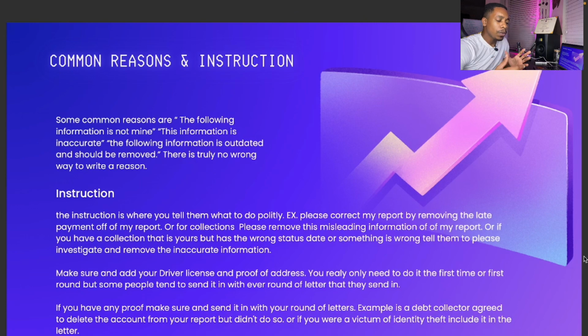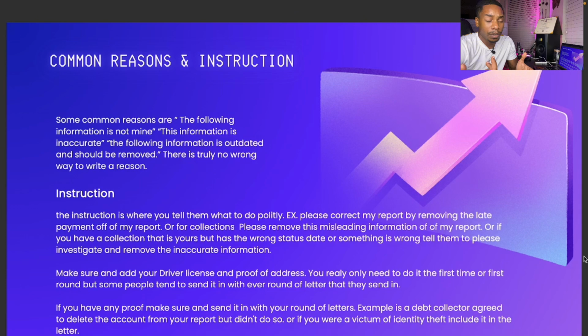So again, when you're doing your letters, make sure you add your driver's license and your proof of address. And you really only need to do this the first time that you send out the letters, in your first round. Most people oftentimes tend to send the driver's license and the proof of address with round 2, round 3, but you don't have to do it with that. You really initially need it for round 1, right? And again, if you have proof, make sure that you send it in with the letters.